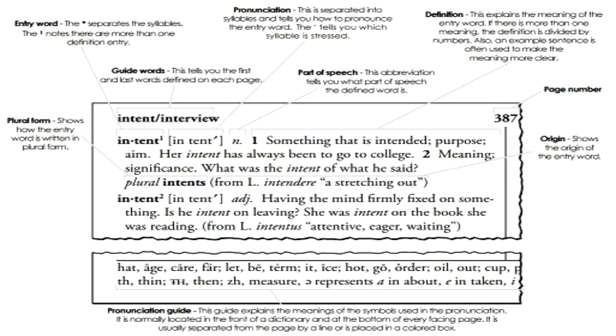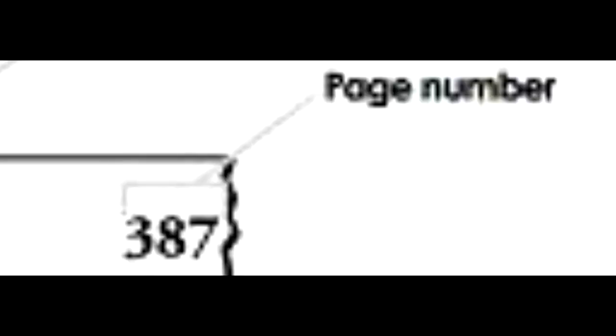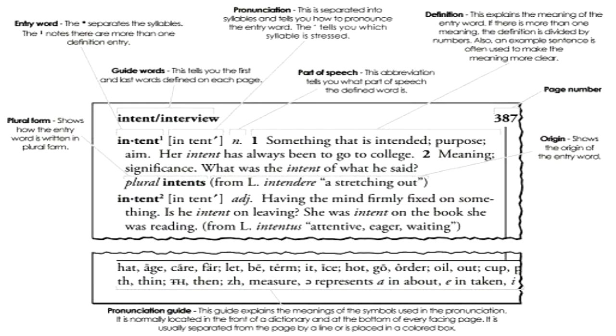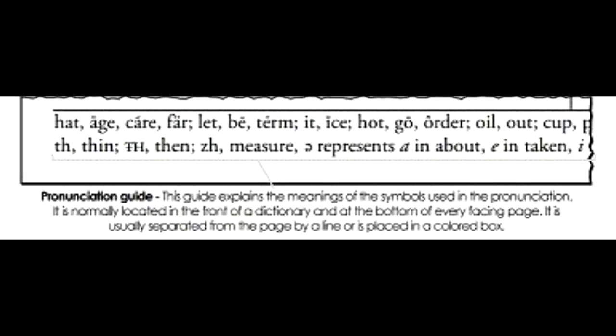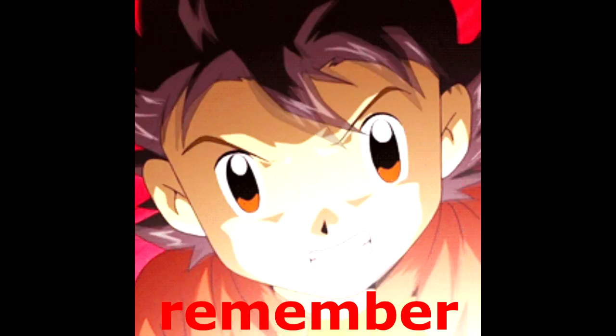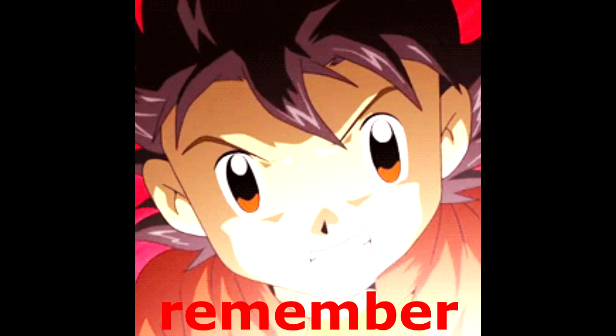In a dictionary page, we can also see the page number. It is usually located at the upper part of a dictionary. While at the bottom part of a dictionary page, also seen at the front of a dictionary, we can see the pronunciation guide. This guide explains the meanings of the symbols used in the pronunciation. Remember that it is important to familiarize yourself with the parts of a dictionary and their purpose for you to easily use and utilize a dictionary more effectively.